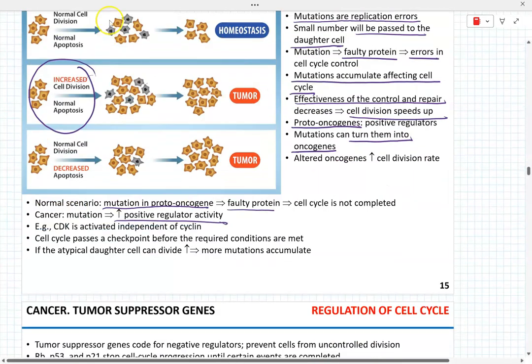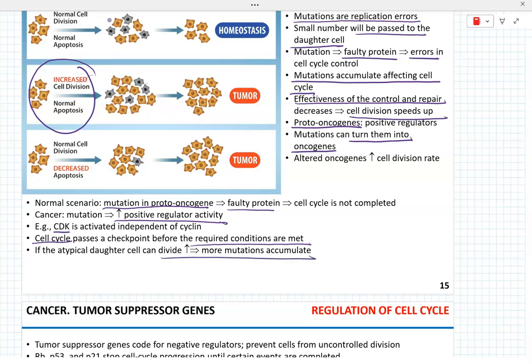For instance, what if CDK is activated independently of cyclin? In this case, the cell cycle will pass the checkpoint even if the conditions that are required to clear the checkpoint are not met. If this daughter cell that is now atypical can divide as well, more mutations accumulate.